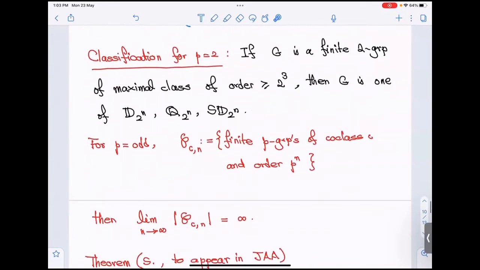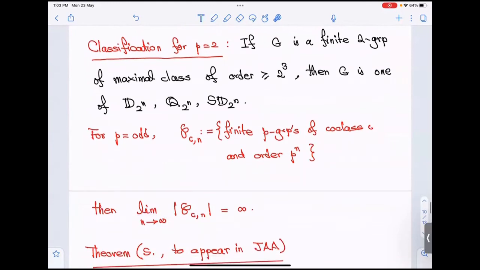So if you look at the groups of co-class C and order p^n, let's take co-class 1, C equal to 1, then the number of such groups actually goes to infinity as your order grows. This comes from a numerical estimate. There is no classification, of course, but it estimates the growth property: the number of p-groups of fixed co-class diverges to infinity along the order beyond p equal to 3.